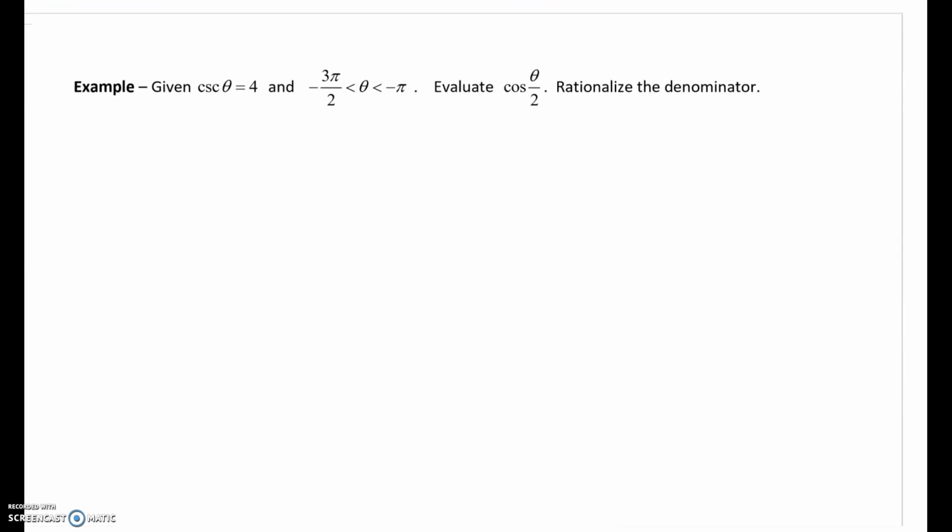But given the cosecant is 4 and your angle is in between negative root 3 over 2 and negative pi, evaluate the cosine of theta over 2 and rationalize the denominator. So first we need to figure out which quadrant we're in so that we can do the half angle. So if cosecant is 4, that means your sine is 1/4, right? So this is one thing that we have to deal with.